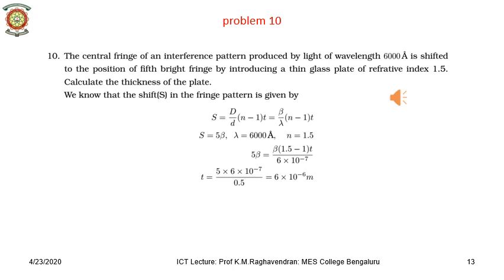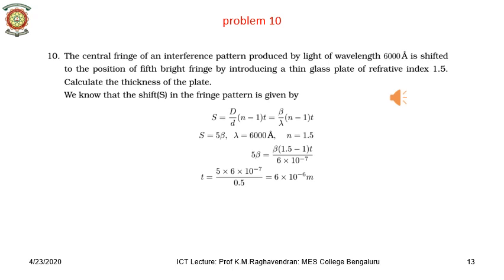So we know the formula that S is equal to capital D by small d into (n minus 1) into T, where T is the thickness, n is the refractive index, and capital D and small d have their usual meaning. But capital D by small d can be written as the ratio beta by lambda, from the formula beta is equal to lambda into capital D by d. So the formula to be used in the problem is S is equal to beta divided by lambda times (n minus 1) times T. Now the LHS S is nothing but 5 beta.